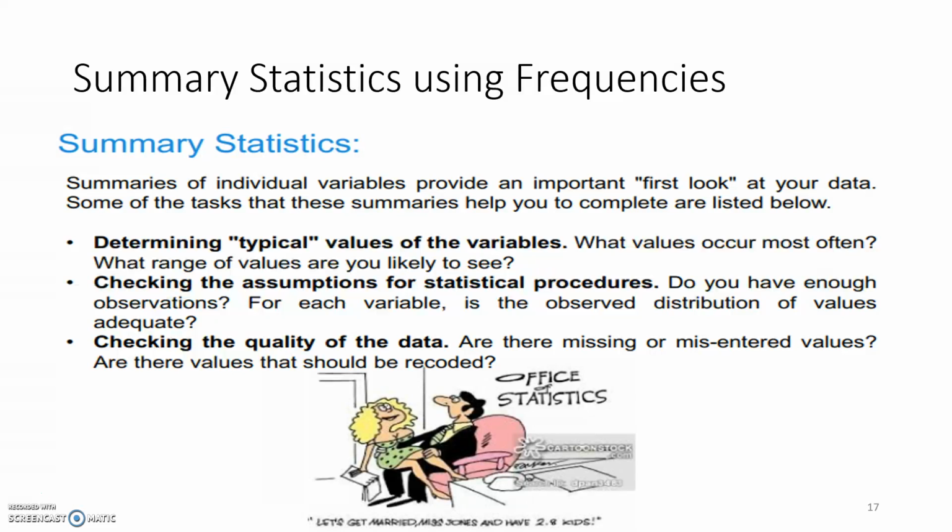So summary statistics. Summaries of individual variables provide an important first look at your data. Some of the tasks that these summaries help to complete are listed below. We determine typical values of the variable. What values occur most? What range of values are you likely to see? Check the assumptions of the statistical procedure. Do you have enough observations for each variable? Is the observed distribution of values adequate? Checking the quality of the data. Are there missing or misentered values? Are there values that should be recoded? Things like that.